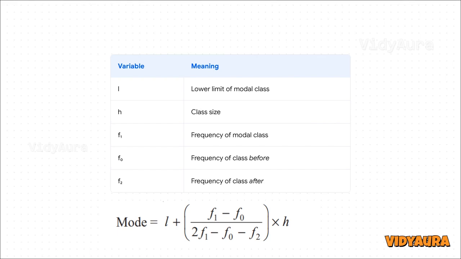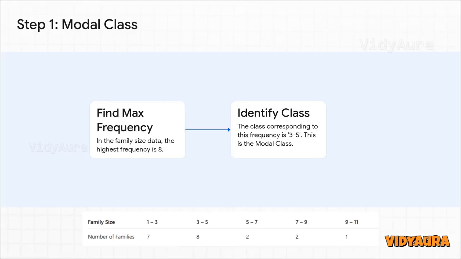So here are all the pieces of our puzzle. And as you can see, each variable is actually pretty straightforward. It really just boils down to the frequency of our main group, the modal class, and the frequencies of the groups right before and right after it. Let's actually use it now.